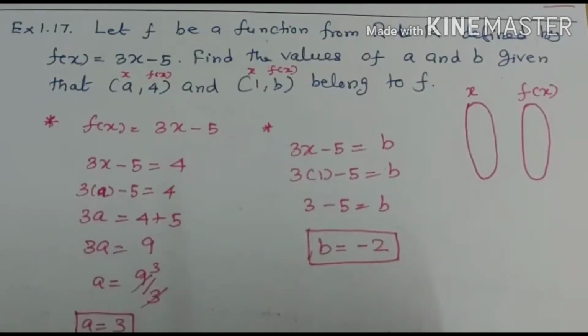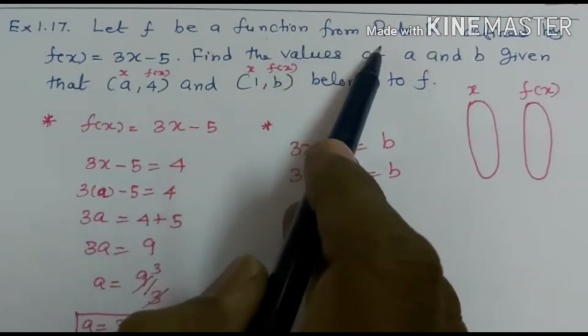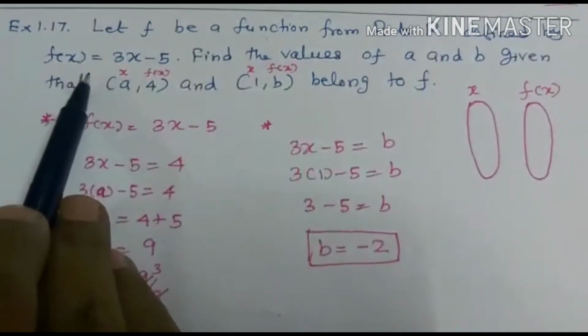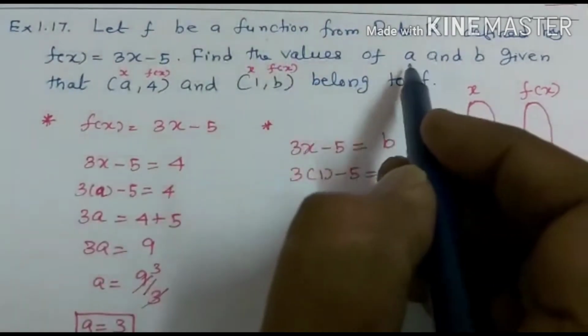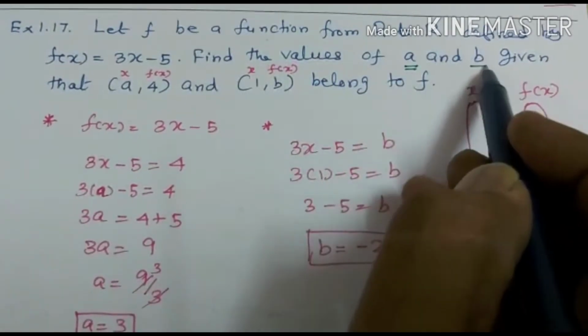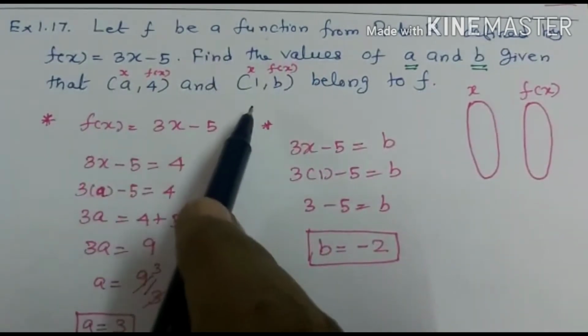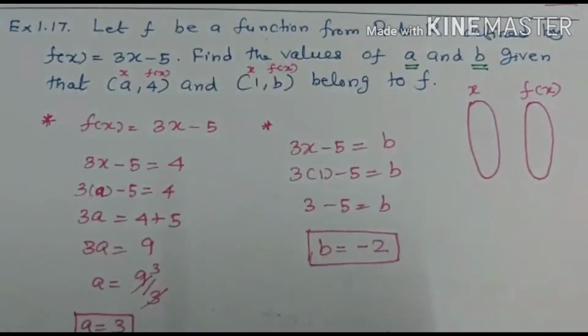Student, now we're going to see example 1.17. Let f be a function from R to R, real number to real number, defined by f of x equal to 3x minus 5. Find the values of a and b given that the ordered pairs (a, 4) and (1, b) belong to f.